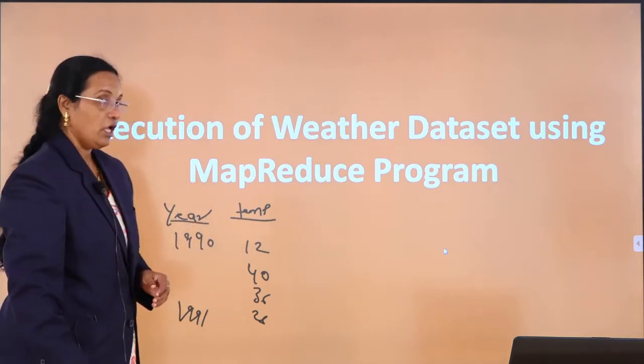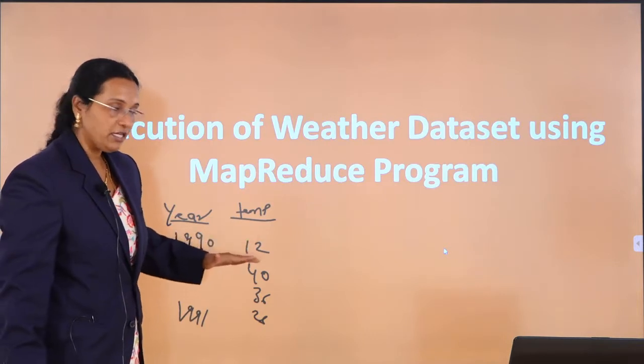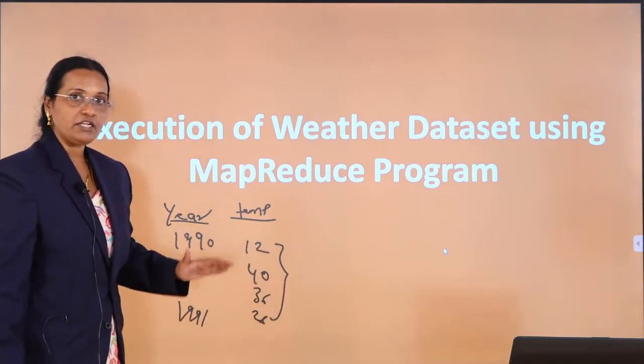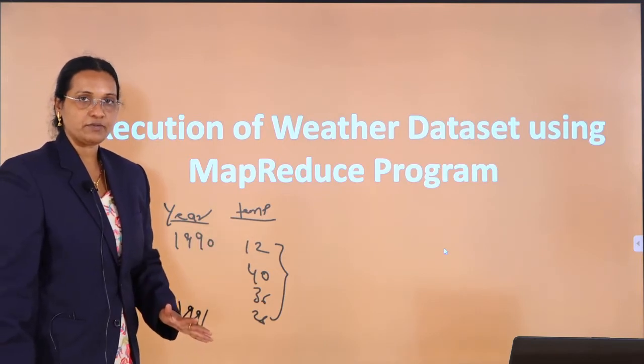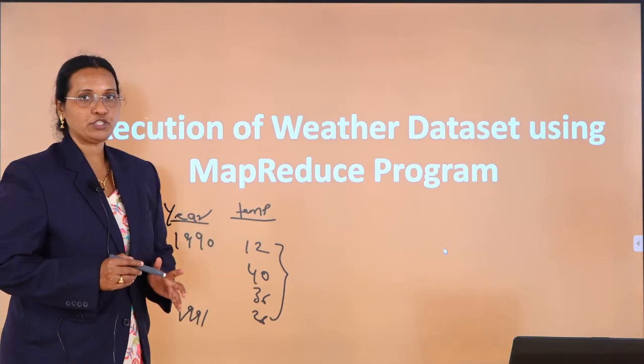So what we are going to do is, in the year 1990 what was the highest temperature? Similarly, in 1991 what was the highest temperature? That we are going to find out by writing the MapReduce program.